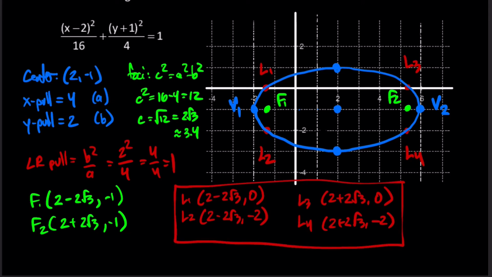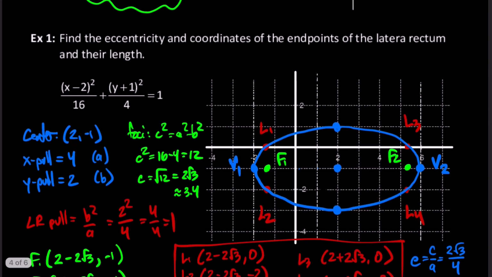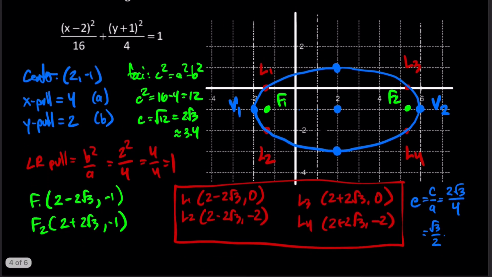One more thing it specifically asks us to find is the eccentricity. So let's do that. Eccentricity is c over a. And c is 2 radical 3, and a is 4. Now, if it says simplest radical form, that would just be square root 3 over 2. Let's see, it doesn't say. Or it might say like nearest thousandth. Let's see if I calculated that to nearest thousandth.